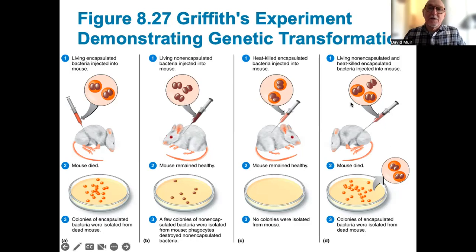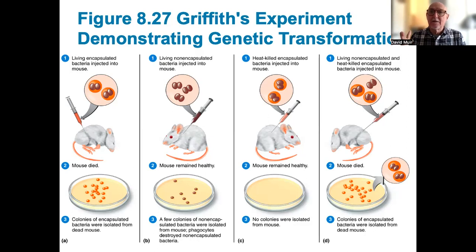This led to the conclusion that in actual fact, genetic information had been transferred. Somehow, he had no idea how, but somehow or other, genetic information in the smooth cells was transferred to the living rough and converted them into smooth, and gave them the ability to be pathogenic. This he called transformation, genetic transformation.